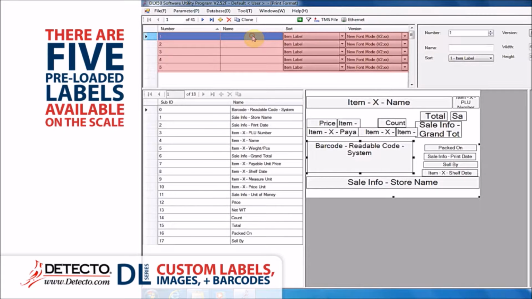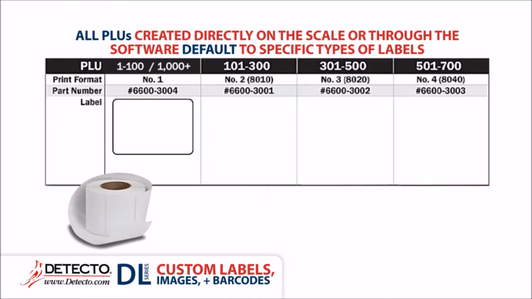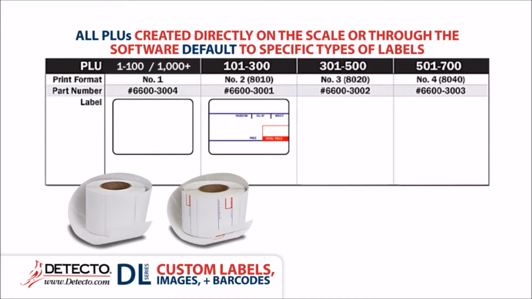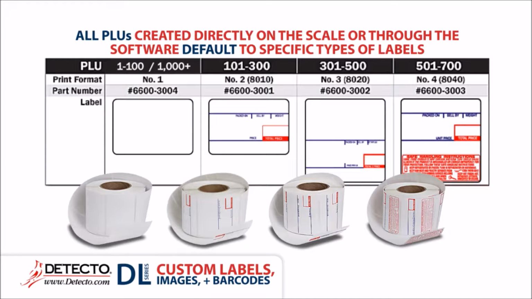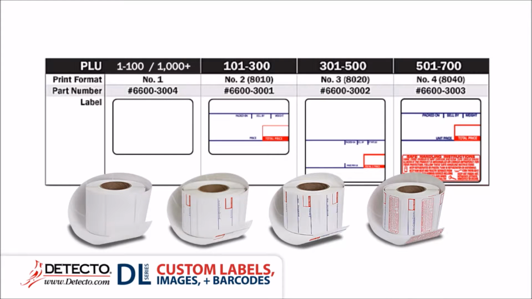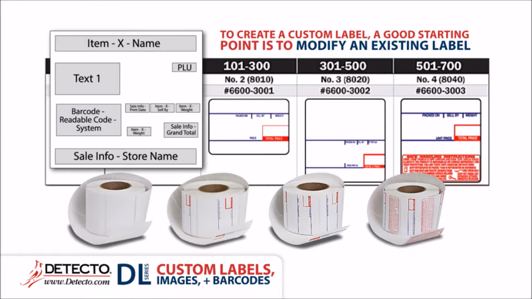There are 5 preloaded labels available on the scale. All PLUs created directly on the scale or through the software default to specific types of labels. Labels between PLU 1 to 100 and 1000 or more default to print format number 1. Labels between 101 to 300 default to print format number 2. Labels between 301 to 500 default to print format number 3, and labels between 501 to 700 default to print format number 4. In order to create a custom label, a good starting point is to modify an existing label.